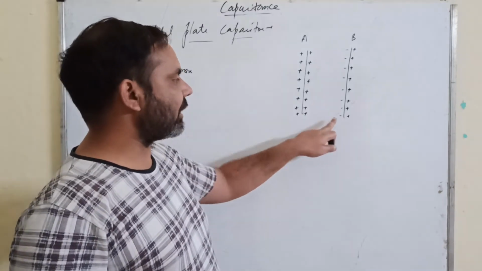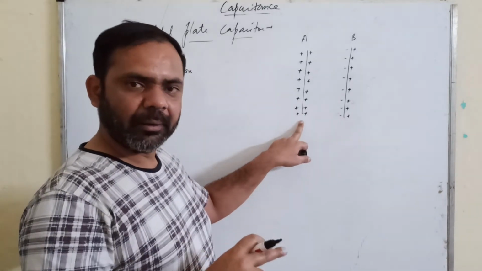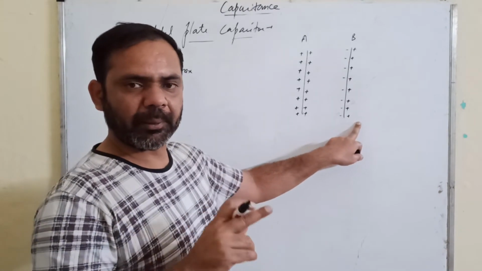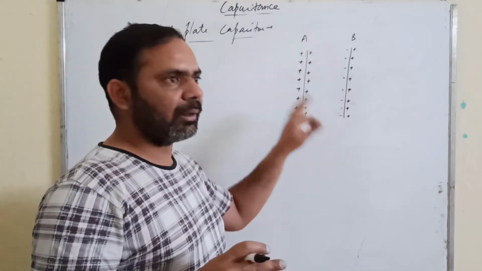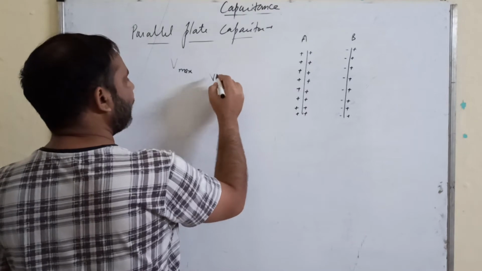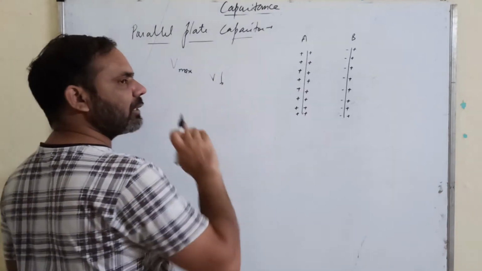Since these negative charges are closer to plate A, their effect will be more as compared to the positive charges on plate B, and hence overall there will be a decrease in potential. The potential will decrease from Vmax to a certain value.